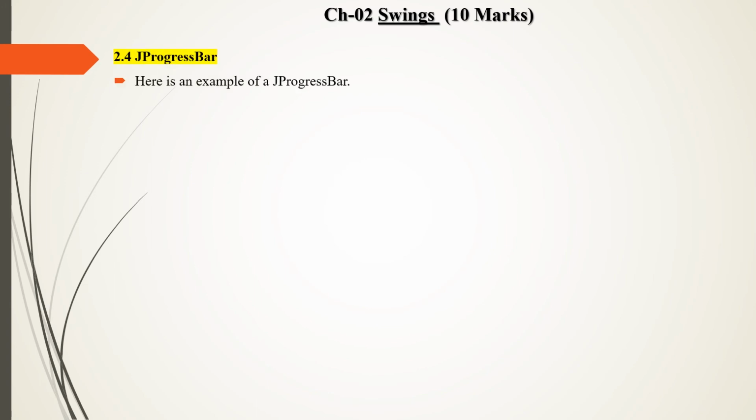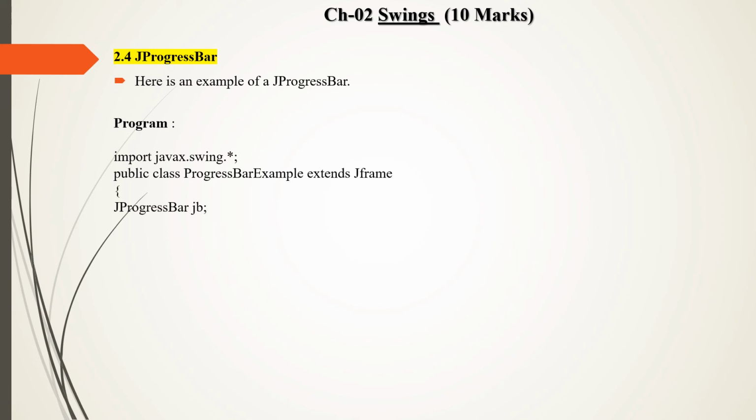Next, we have one example of JProgressBar. So, the program for JProgressBar. First we import the javax.swing package. Next we define one class, that is ProgressBarExample, and this class extends JFrame. So in this program we implement another logic. Then we create one object of JProgressBar. jb is the object of JProgressBar. Then we define two integer variables, i equal to 0 and num equal to 0.